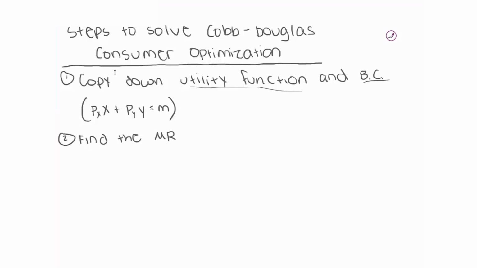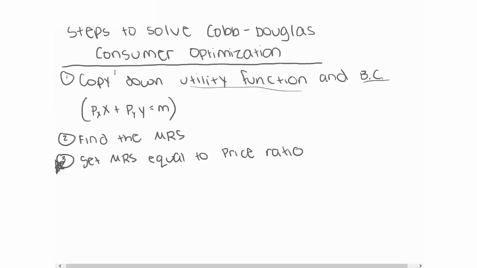Now the second thing that we're going to want to do is find the marginal rate of substitution, or your MRS. Why are we going to do that? Well, in the next step, we're going to take our MRS and we're going to set it equal to the price ratio. And this step right here, I'm going to put a star next to it, because this step is going to be the most important part conceptually of this whole process.